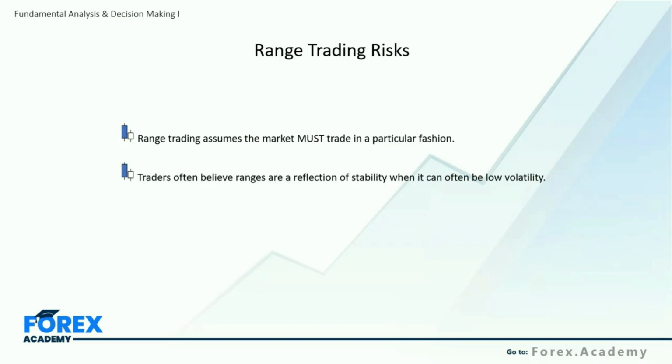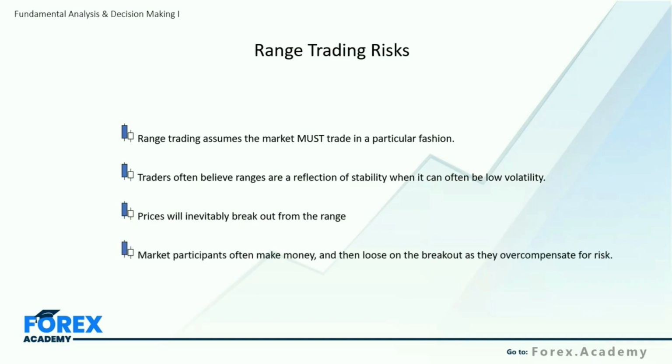Traders often believe ranges are a reflection of stability when it can often be low volatility. So that's not necessarily the case. Just because it's trading within a range, it's not necessarily a reflection of price stability. It could just be low volatility. Prices will inevitably break out from the range, and market participants often make money trading the range several times. They often think it's the free money trade. Look how many times I have been buying and selling the highs and lows of the range. And then they overcompensate for that risk when they perhaps make the 4th trade, and inevitably that turns out to be the loser. So they can often lose big when they decide to overcompensate on their risk.